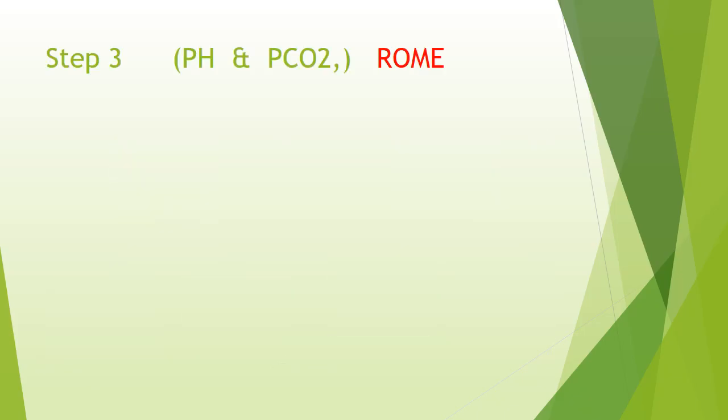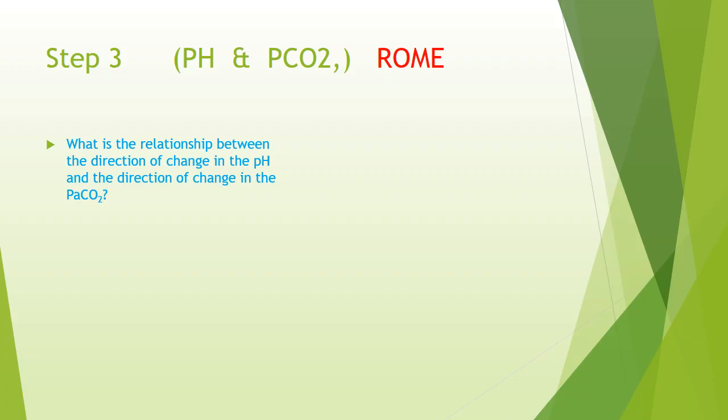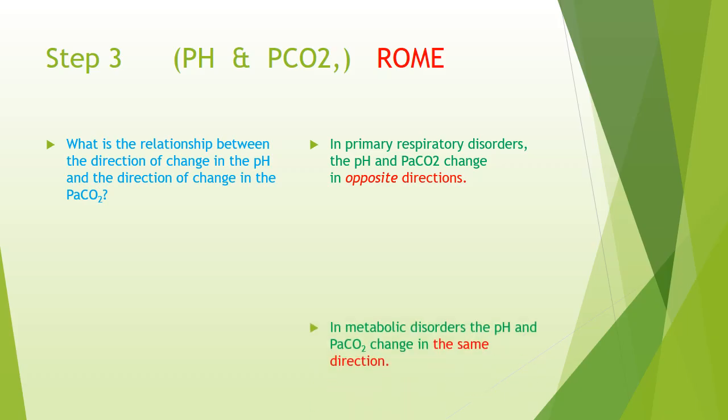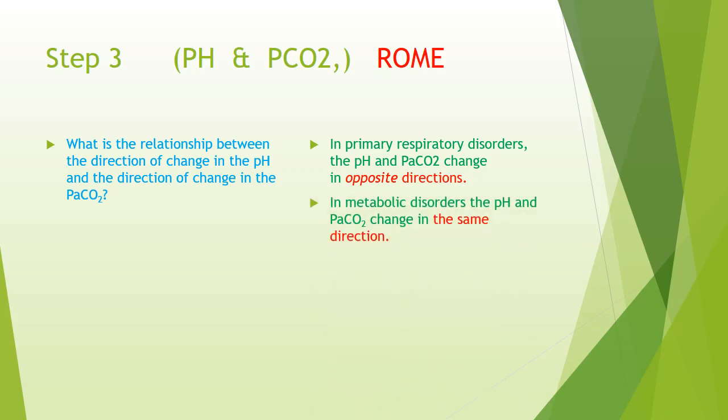In step 3, we are going to find out the relationship between the pH and the carbon dioxide. I am going to give you a short form, ROME. ROME stands for: R stands for respiratory opposite. That means in the respiratory disorders, the pH and the partial carbon dioxide change in opposite direction. ME, metabolic, is equal. That means in metabolic disorders, the pH and the carbon dioxide change in the same direction.